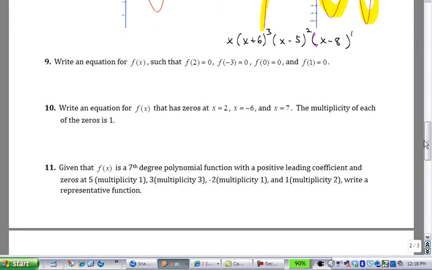9, they give you the zeros. They don't say anything about multiplicity, so they just say, create a polynomial that has these zeros. So take a second right now. I'll put this on pause. See if you could do that.